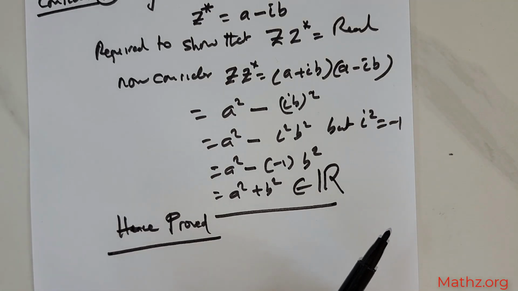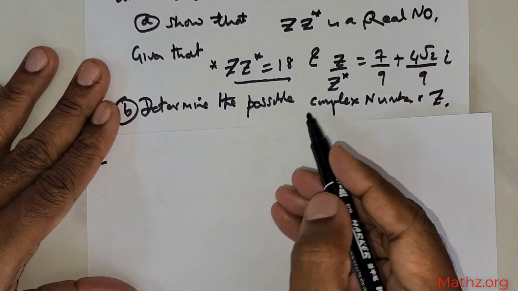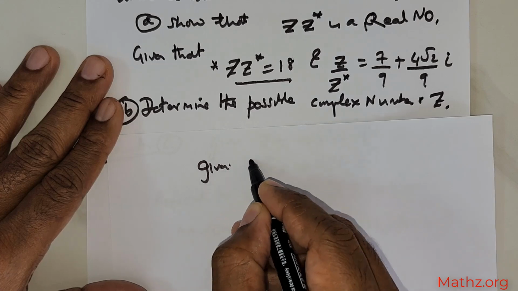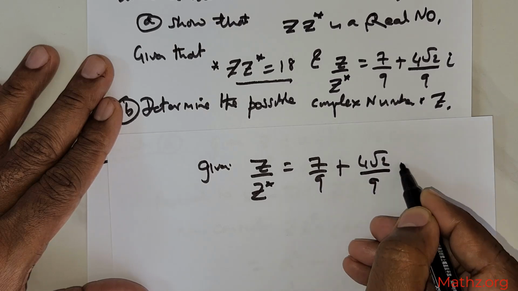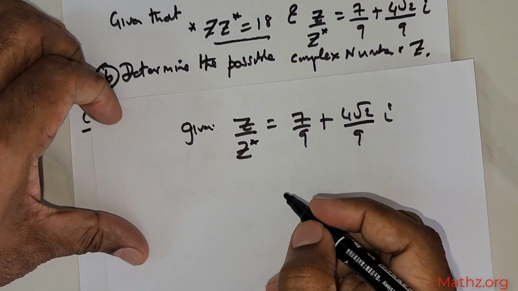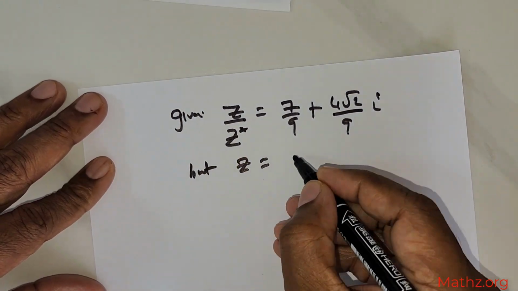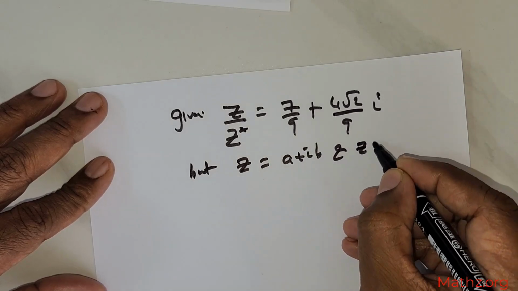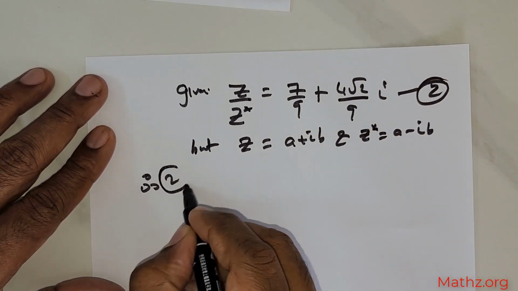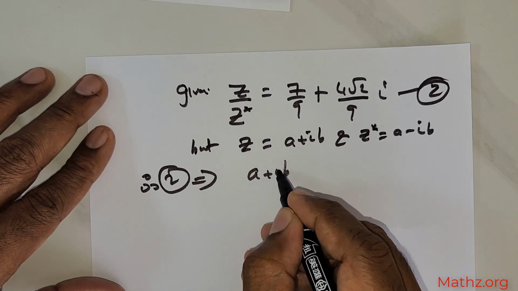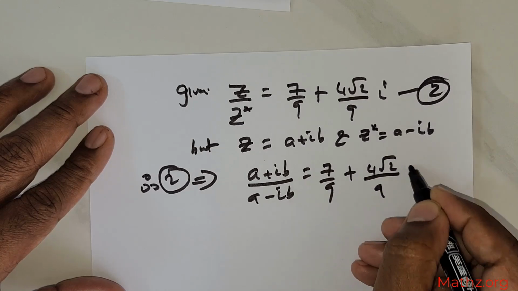Now for the second part, let me go to the next slide. What is given? Given z over z star is 7/9 + (4√2/9)i. This is given. But z is equal to a + ib and z star is a - ib. So if I take this as 1, it can be rewritten as (a + ib) over (a - ib) equal to 7/9 + (4√2/9)i.